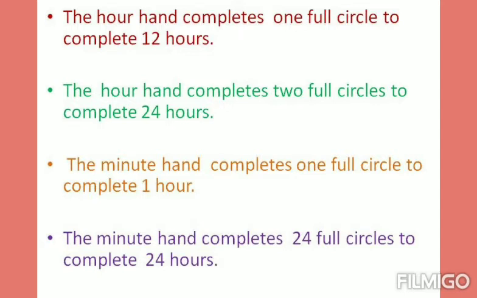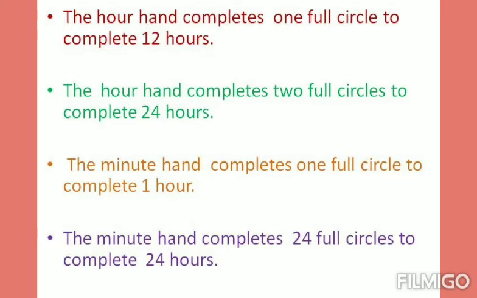Children, we know that there are 24 hours in a day. But in the clock, we have the numbers from 1 to 12. Then how to calculate 24 hours? Let us see it now. The hour hand in the clock completes one full circle to complete 12 hours. That means half a day is completed. If it completes another full round, it means 24 hours are completed.